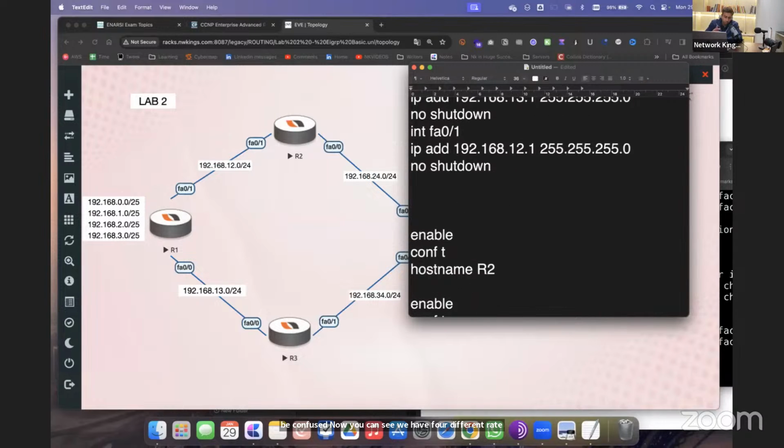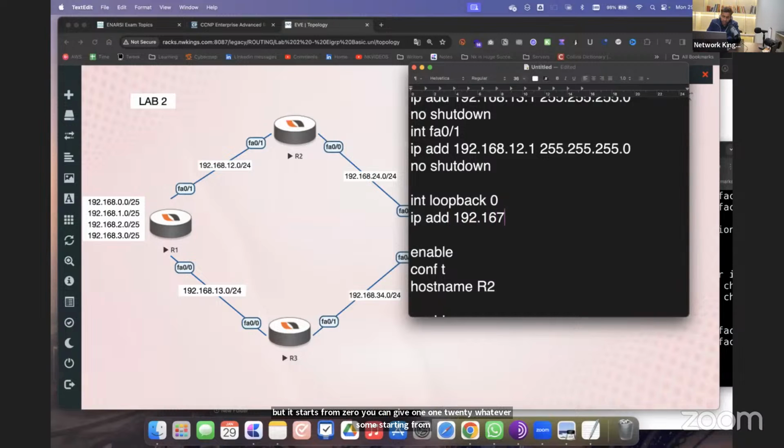Here we will create loopbacks. Okay, like interface loopback 0. Loopbacks start from 0 up to around 4 million; you can create millions of loopbacks, but it starts from zero. You can give 1, 10, 20, whatever. So I'm starting from zero, IP address 192.168. Again, this is router 1, so I'm giving 0.1.